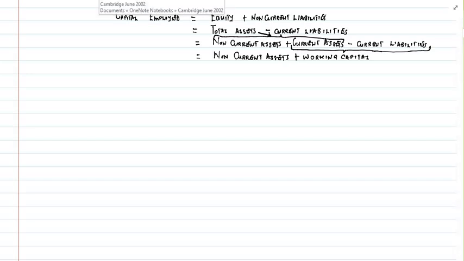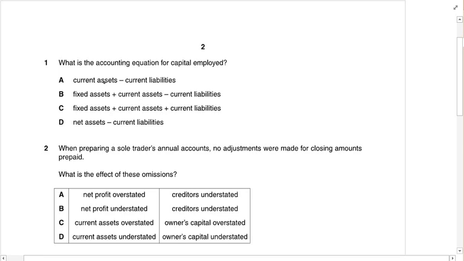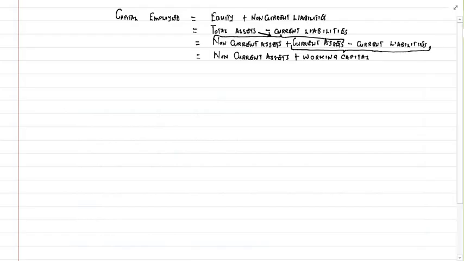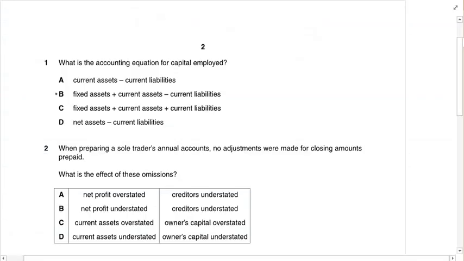In fact, the correct answer, right? What is the accounting equation for capital employed? Current assets less current liabilities, that is working capital, so it's not the answer we're looking for. Fixed assets plus current assets minus current liabilities. We can match this to that. Right, that's capital employed. Non-current assets plus current assets minus current liabilities. So the answer that we're looking for is found at B.